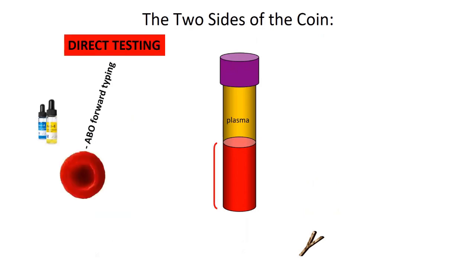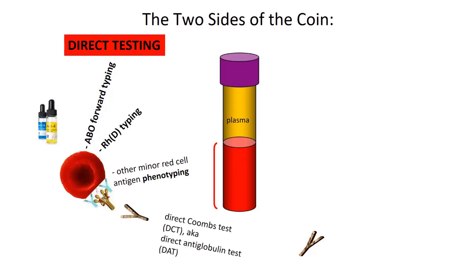So ABO forward typing is an example of direct testing, as is RHD typing and any other minor red cell antigen phenotyping work. Again, if we are interrogating whether or not the red cell surface is under immune attack with IgG or complement, that is also the penultimate example, the most familiar example of direct testing from learners to experts alike. And so that is the direct Coombs test, the DCT, or the DAT.